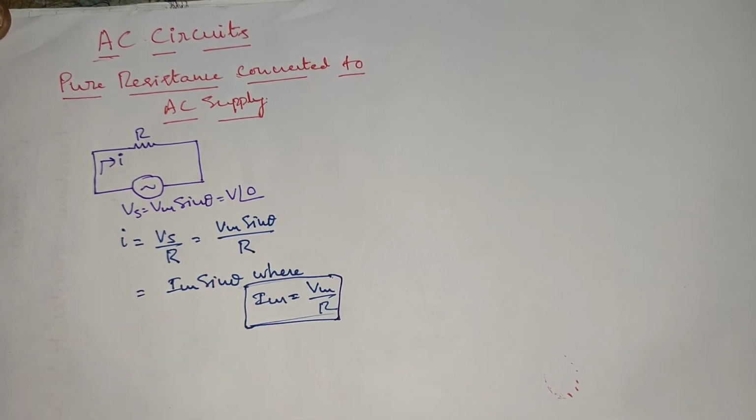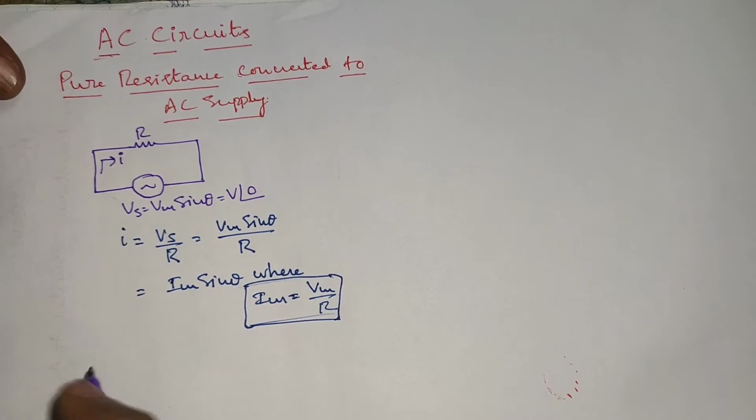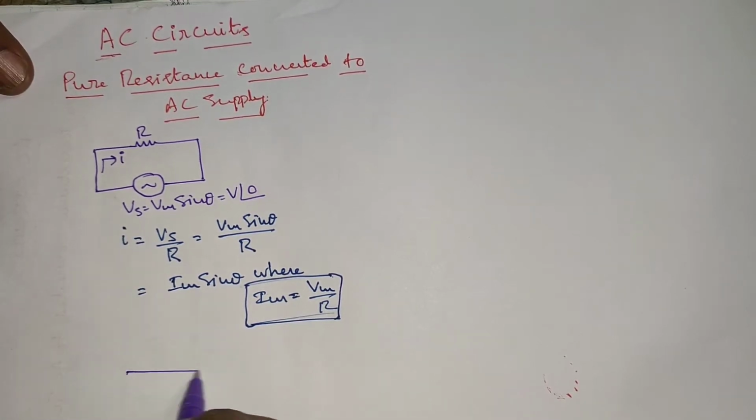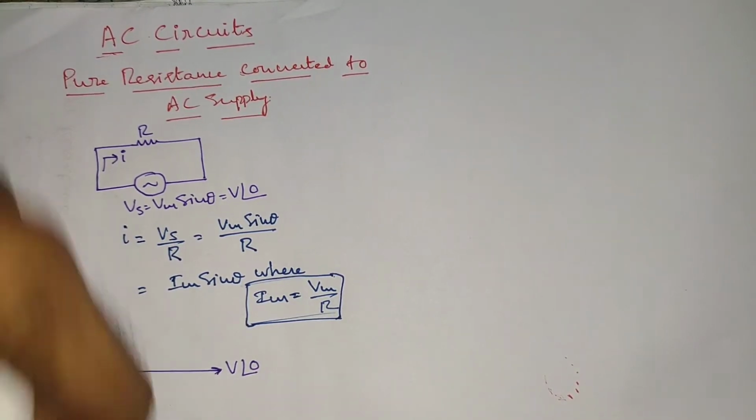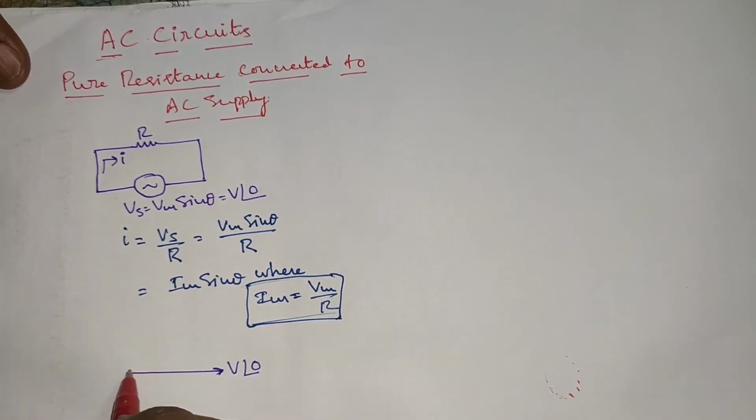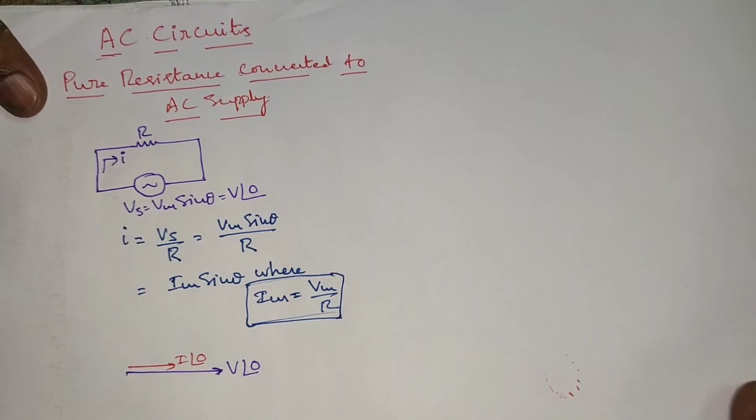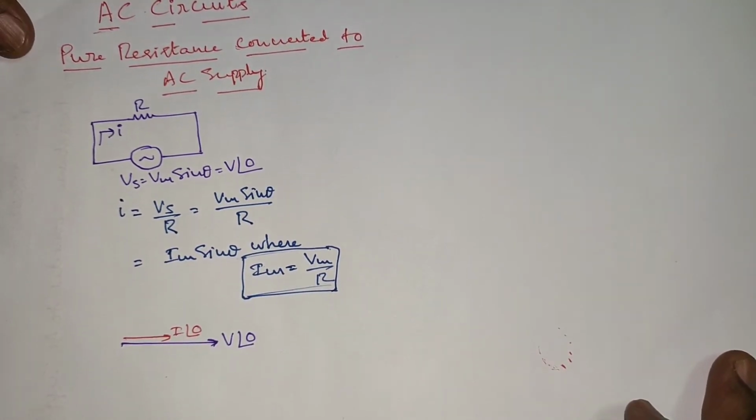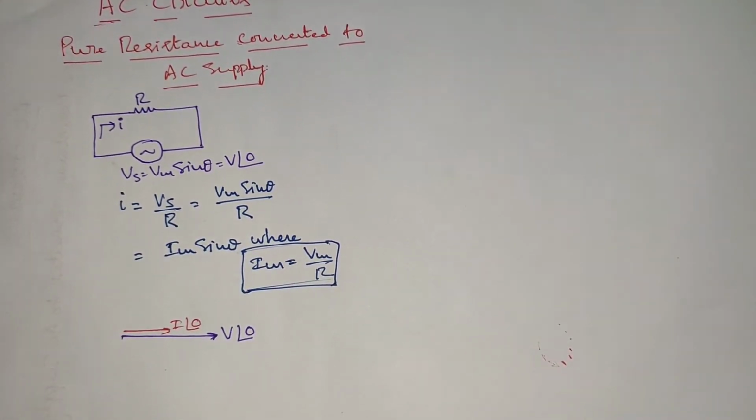Now, when these two alternating quantities are represented in phasors, say if this is the voltage vector V at an angle of 0, then the current vector also will be in the same direction with no phase difference at all, because both are having the same phase.